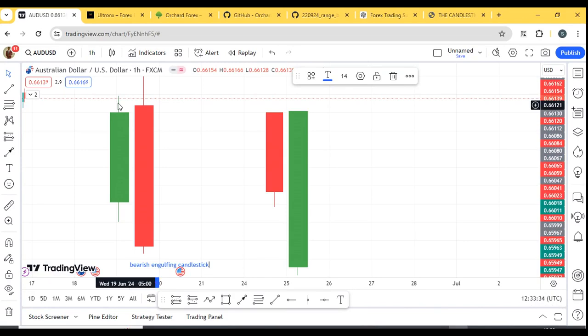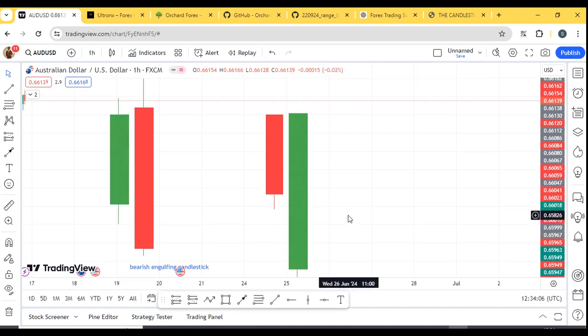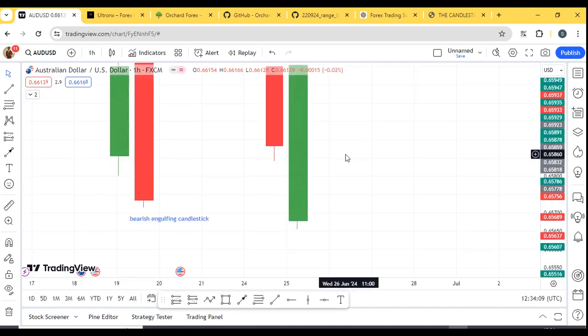Whichever way it comes, the main important thing in understanding a bearish engulfing candlestick is that it must have a bullish candle and a bearish candle in this form. It must first of all have a bullish and a bearish candle. So that is what we call a bearish engulfing candlestick.